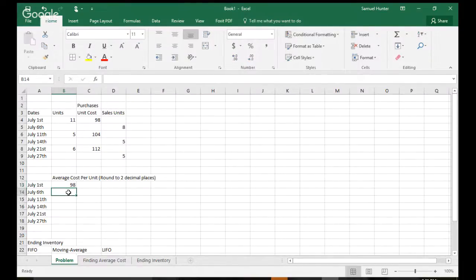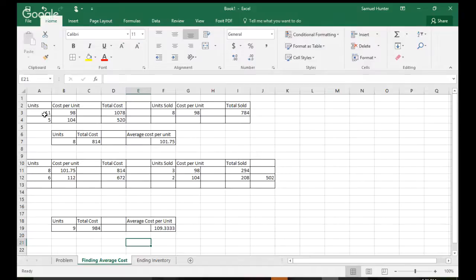On July 6th, we made a sale, and so we've still only made one purchase. And so we just fill in the average cost per unit still is $98 per unit. Now we're at July 11th, where we make another purchase of 5 units for a unit cost of $104 per unit. So we're going to find the average cost of that.